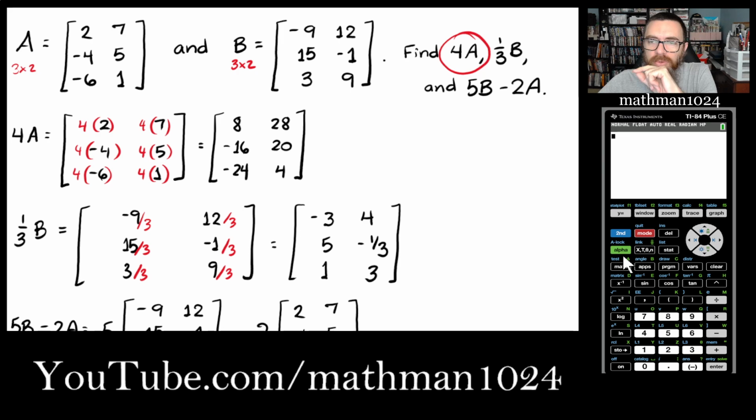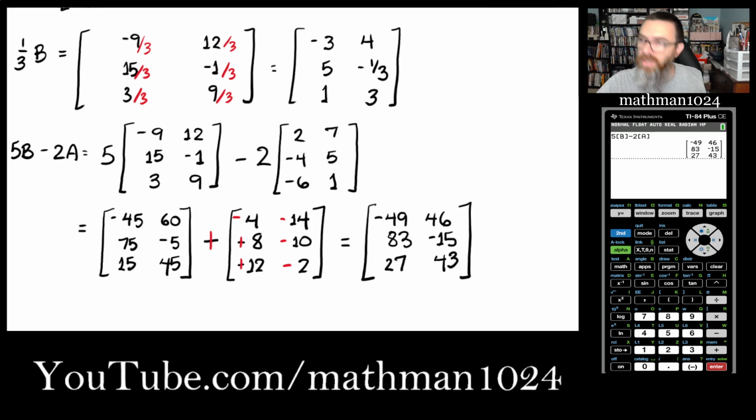We wanted to do 5 times matrix B minus 2 times matrix A. And is this the same thing that we have? And yeah, it looks to be the same thing. Negative 49, 46, 83, negative 15, and 27, 43. Gotta watch out for your careless errors.